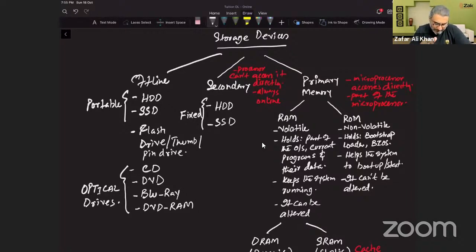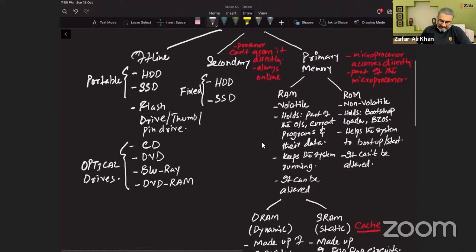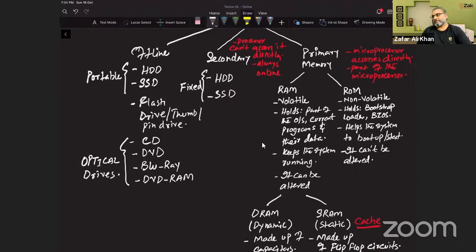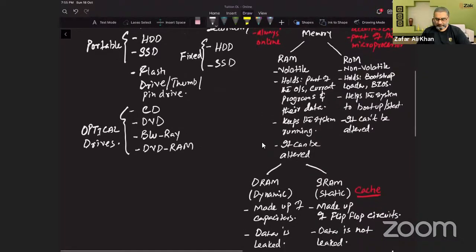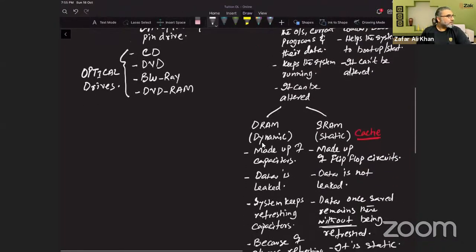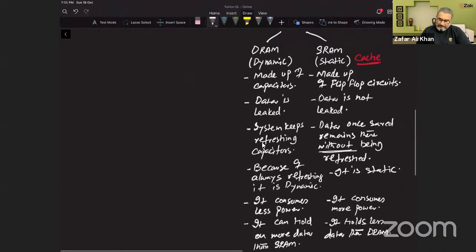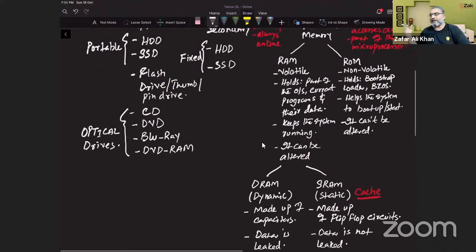These are called what? Optical drives. Okay, we might have more floppies, floppy drive and all. So we will discuss about it later. All right. So what is online, offline?